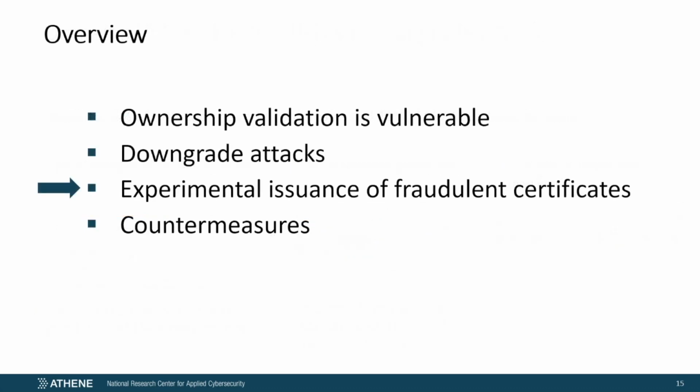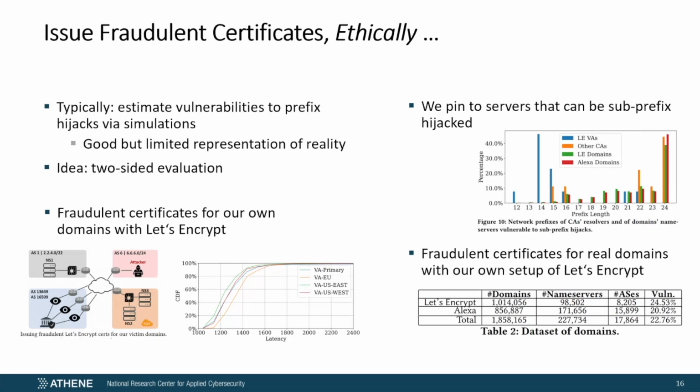So now we will combine our off-path downgrade attack with BGP subprefix hijacks to issue fraudulent certificates from Let's Encrypt for victim domains. To launch our attacks against real internet targets, we develop an ethical two-sided evaluation methodology. First, we launch our combined attack to issue fraudulent certificates with Let's Encrypt for our own victim domains, which we register and set up for that purpose.